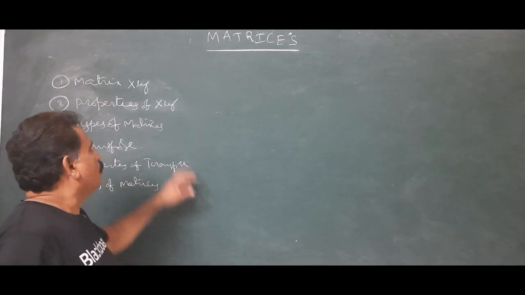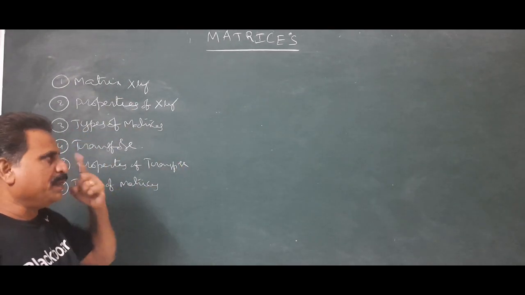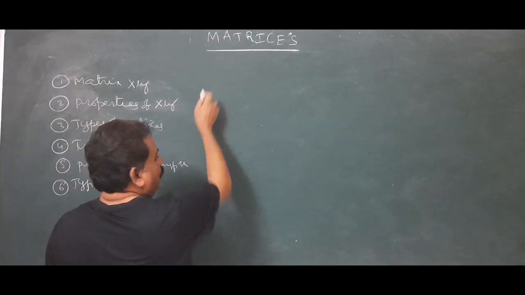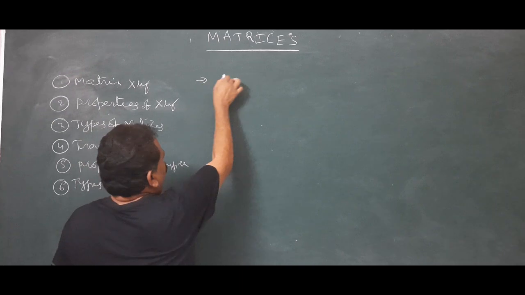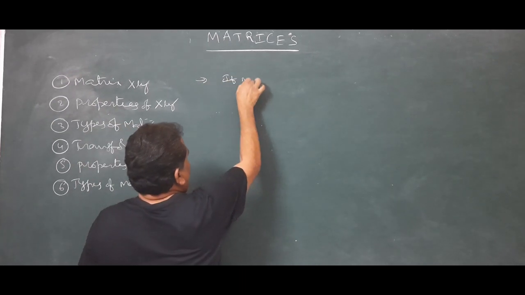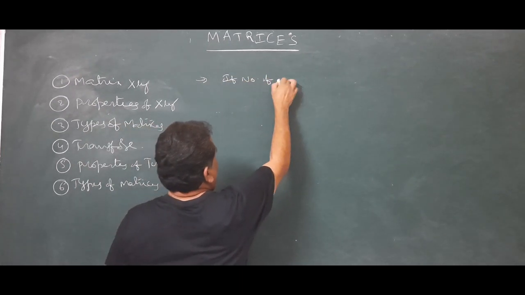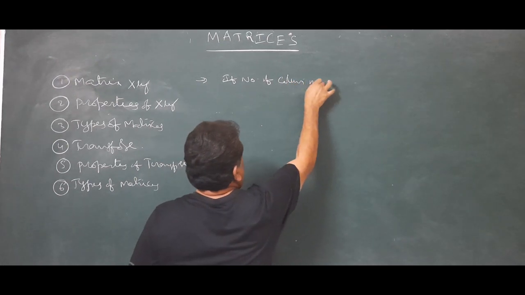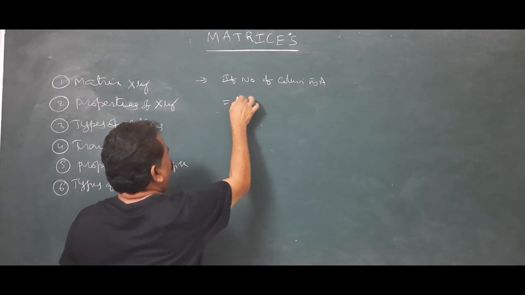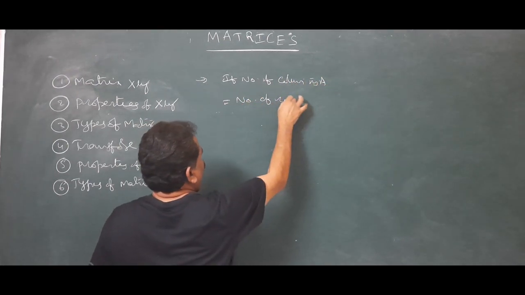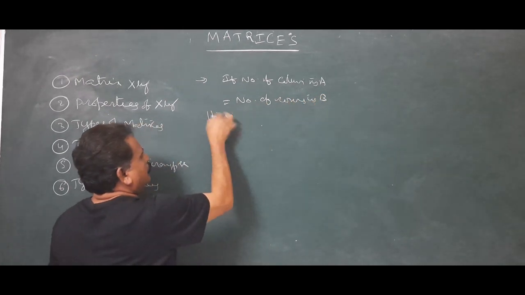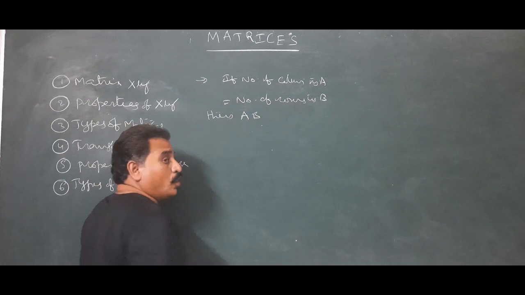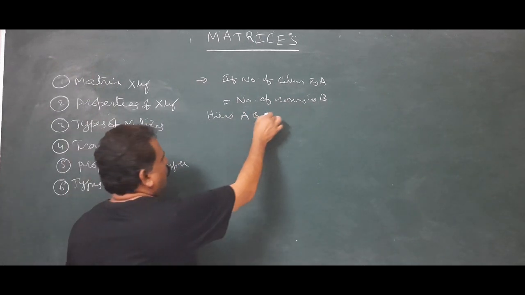Now, first one, matrix multiplication. A and B are two matrices. If the number of columns in A is equal to the number of rows in B, then the product AB is confirmed.